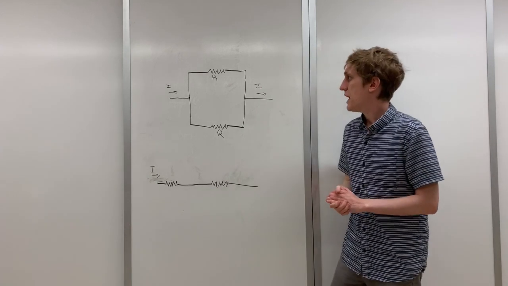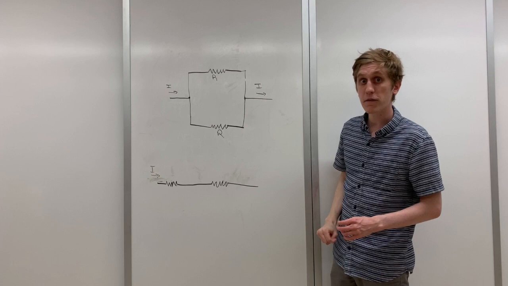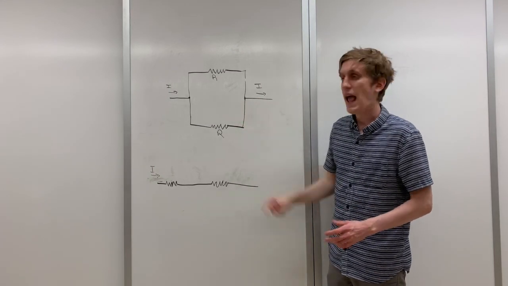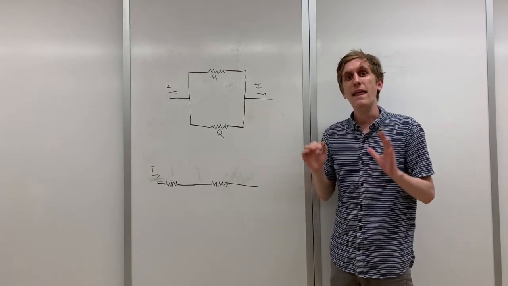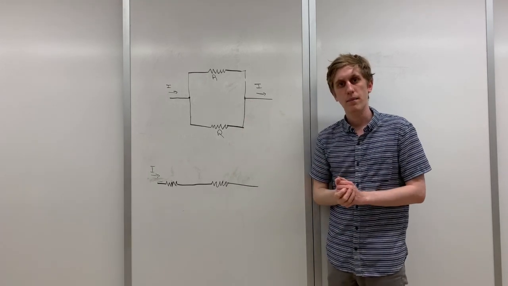It also says that if we were able to calculate the amount of current flowing through this wire and the amount of current flowing through this wire, and then added them up, that number would be equal to the amount of current flowing through this wire.